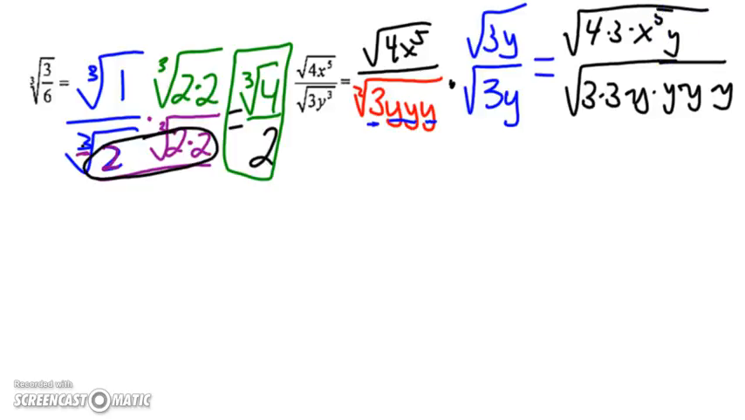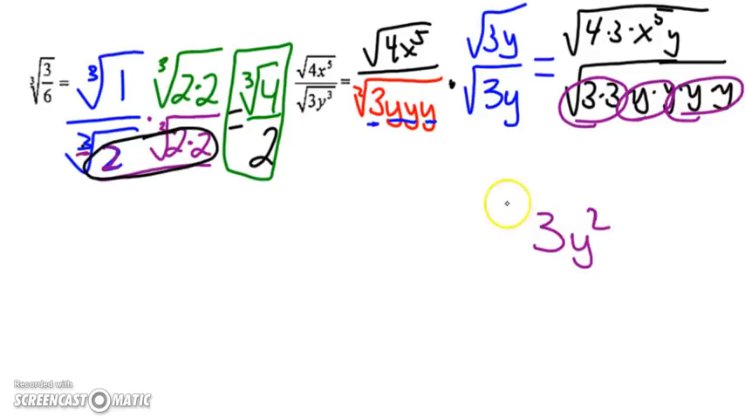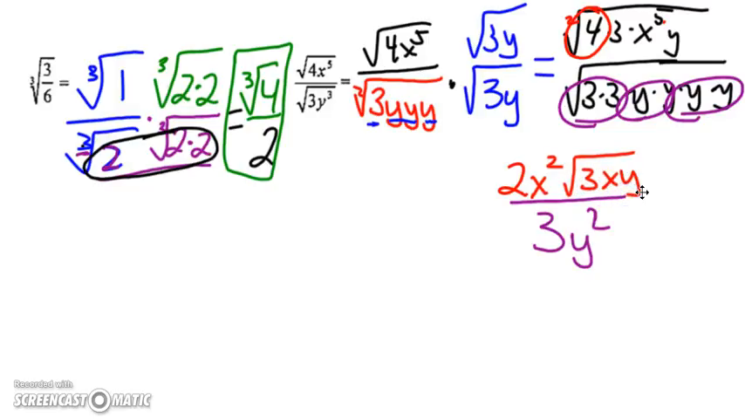Now I simplify this the way I would simplify any problem. I have a pair of 3's in the denominator, so 3 comes out. A pair of y's and another pair of y's, so it's y squared. As far as the numerator is concerned, the square root of 4 is 2. 2 goes into 5 2 times. And I'm left with 3x and y inside of the radical.